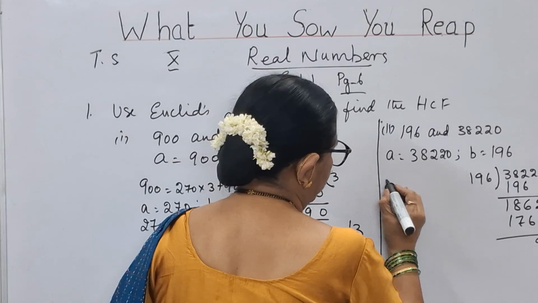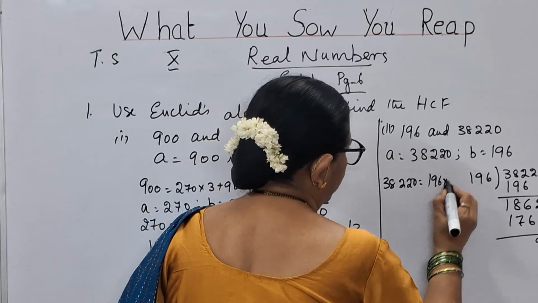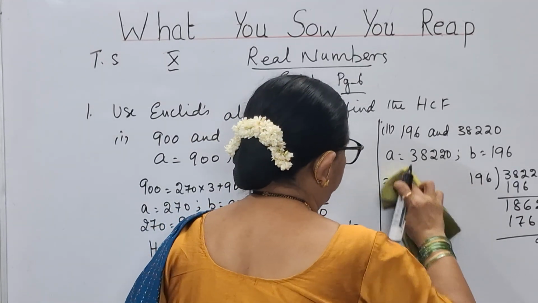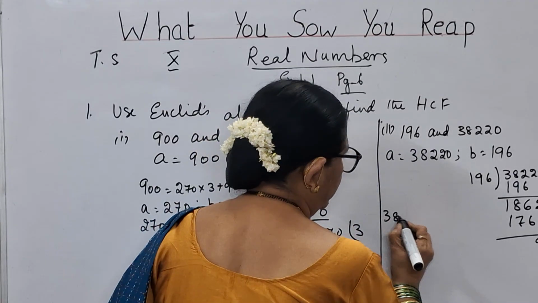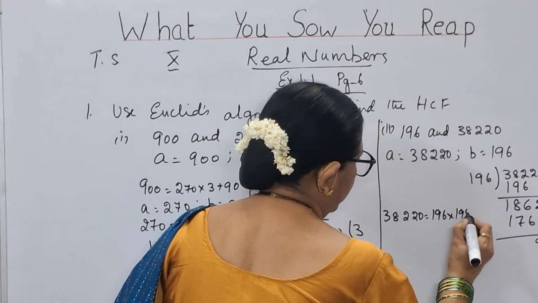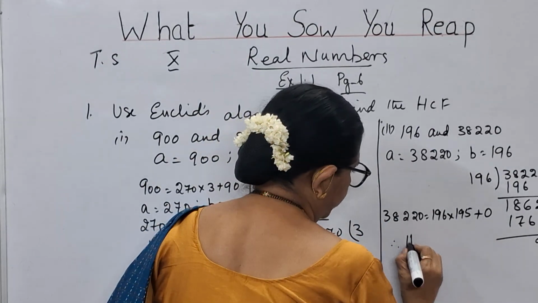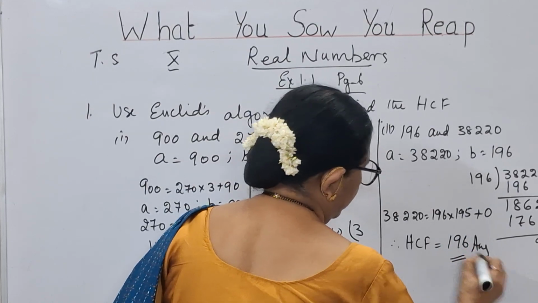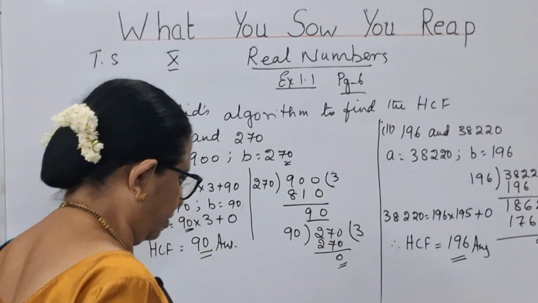So what are you saying, children? 38220 is equal to 196 into 195. I'll do it down, children. Here the place is less, so I'll be doing it here. 38220 is equal to 196 into 195 plus 0. So you got 0 for 196. So HCF is equal to 196. This is the answer for this problem. So I hope you have followed, children. Copy it.